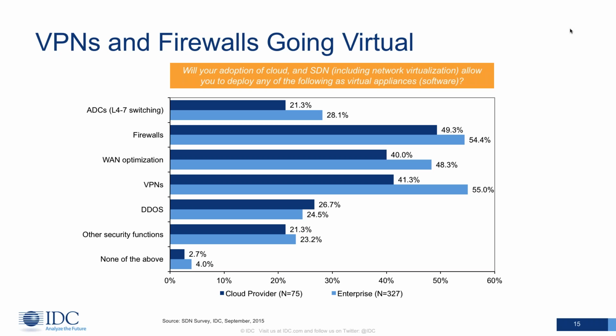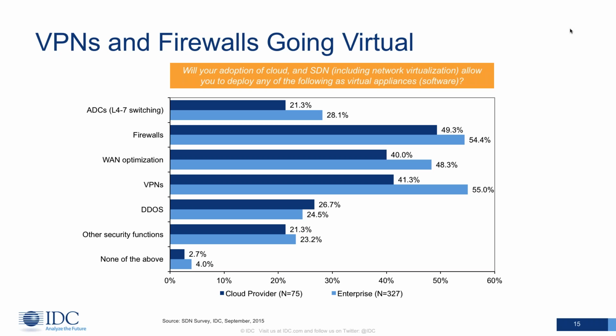WAN optimization was pretty high though, right? I mean, 48.3%, and they could select multiple. I think unlike in the poll, these folks could select multiple options. ADCs didn't fare as well. They were at 28.1%. You can see DDoS 24.5, other security functions 23.2. None of the above, only 4%.